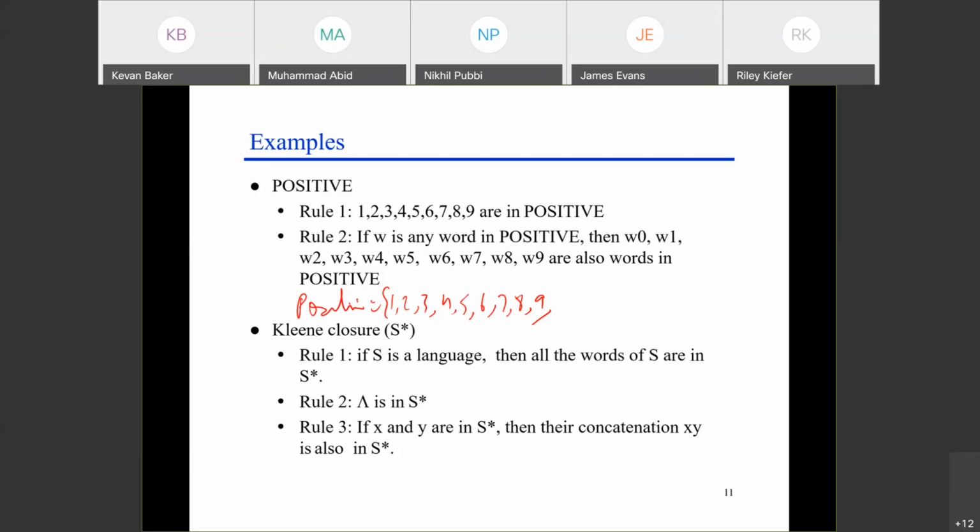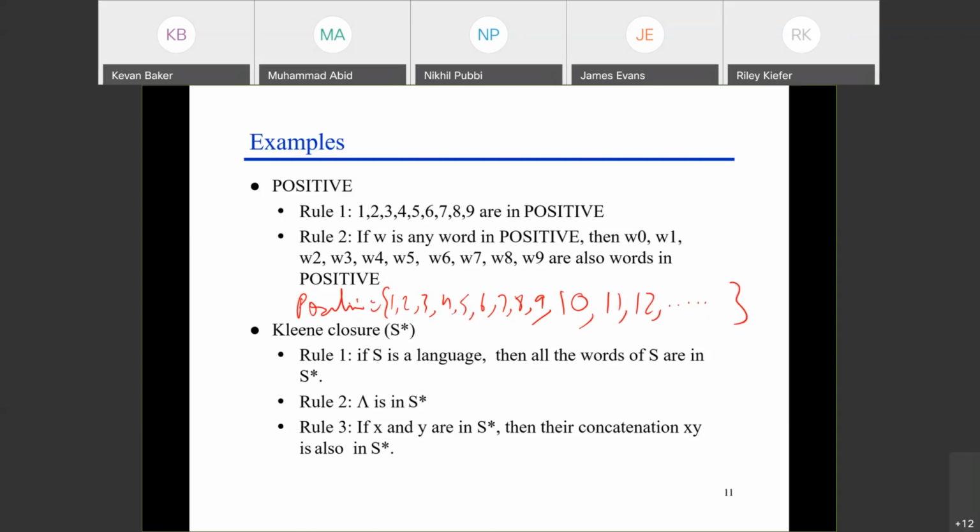W is a variable. So then concatenate w with 0 means I use 1 as w and concatenate with 0, I get 10. I use 1 as w again and concatenate with 1, 11, 12. So this way I can generate any words of this language which is in positive, but it will not have any word which starts from 0. So you will not find 01, 02, 03, or only 0 there. So this is the definition of this language.